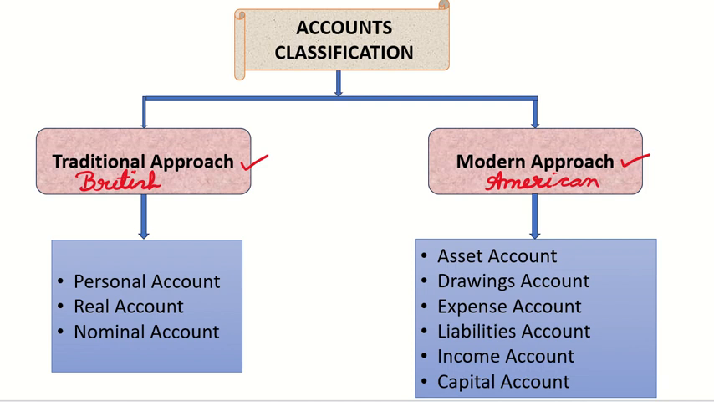Now traditional approach contains three types of accounts: personal account, real account and nominal account. And modern approach contains six types of accounts: assets account, drawings account, expense account, liabilities, income, and capital account. Now, these traditional rules are also known as the golden rules of accounting.